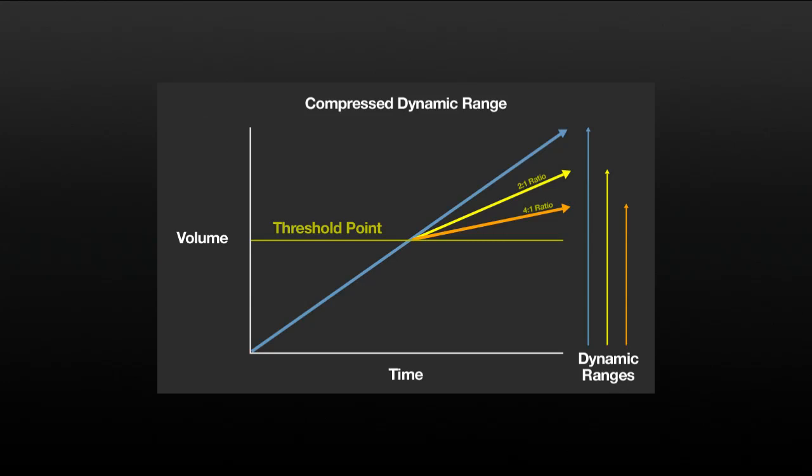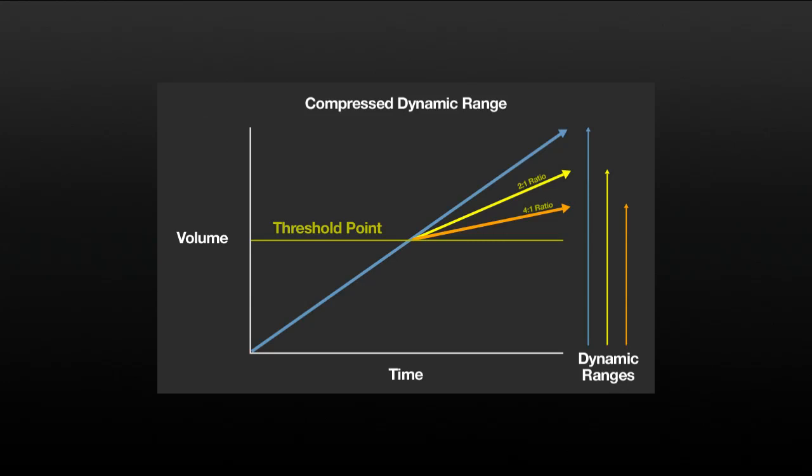What the ratio is, is how much compression is applied. For example, if you had a ratio of 10 to 1, that means the input has to cross higher than the threshold by 10 decibels, and then once that threshold is crossed, the output will be increased by the second number, which in this case is 1 decibel. So it will increase by 1 decibel.